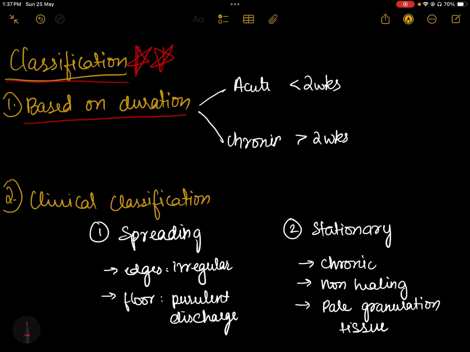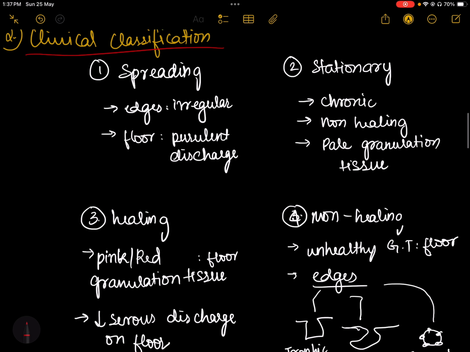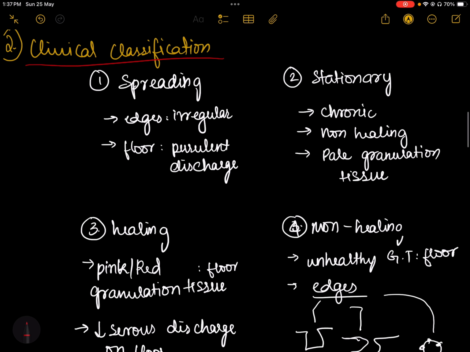Based upon the duration, it is of two types: acute and chronic. If the ulcer is less than 2 weeks, then it is called an acute ulcer, whereas if the ulcer is more than 2 weeks, then it is called a chronic ulcer. Now clinical classification. In clinical classification, they are mainly divided into 4 types.